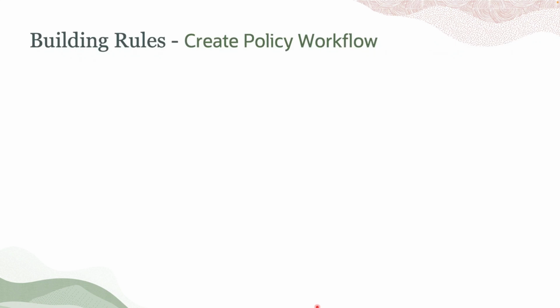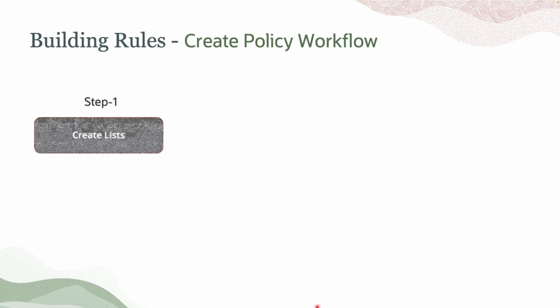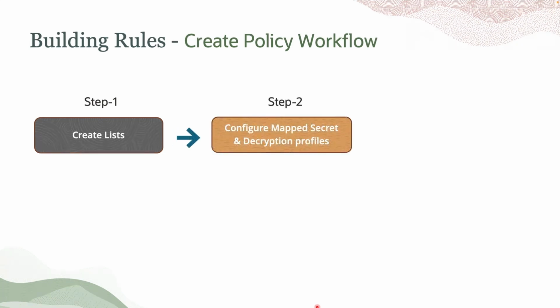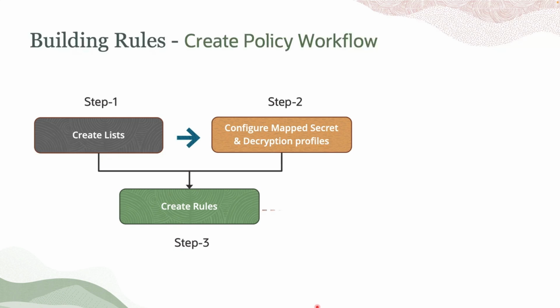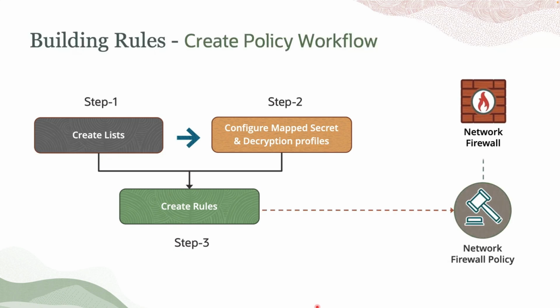Network firewall policy simplifies the complex process by using building blocks for rule creation, such as lists, map secrets, and decryption profiles. We first create a list with the required criteria that allows you to define applications, services, or URLs to be used as rule matching criteria. Then if we need to decrypt the encrypted packet, we create map secrets and decryption profiles. Then we create rules using both blocks, set our matching conditions, and finally attach the policy to the network firewall.